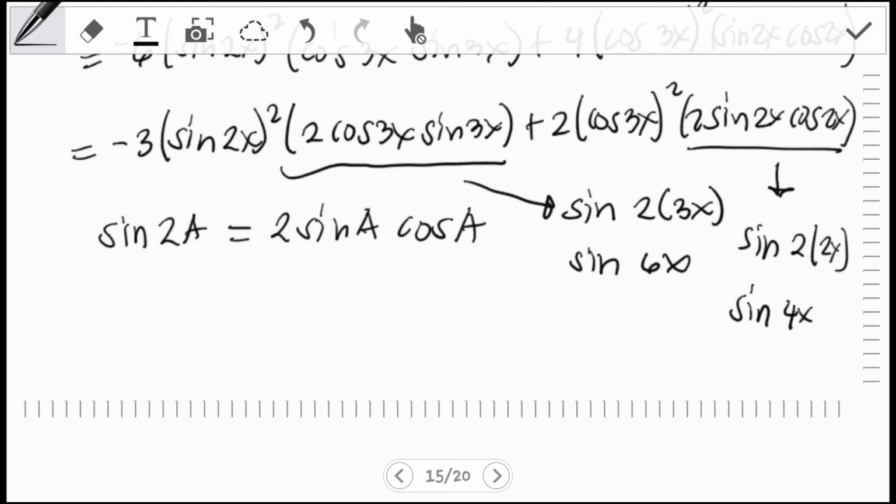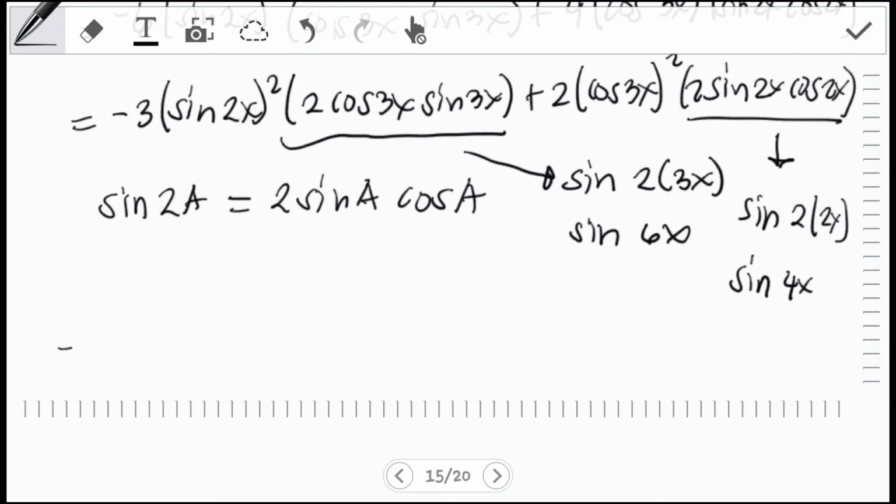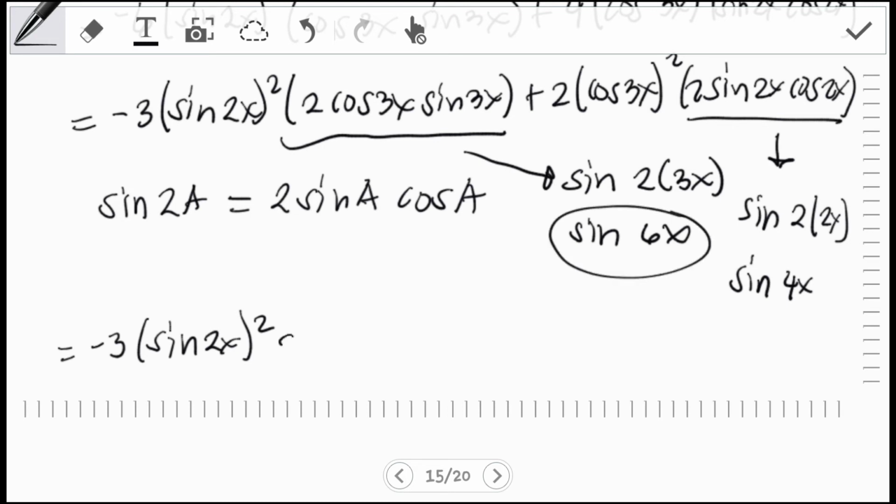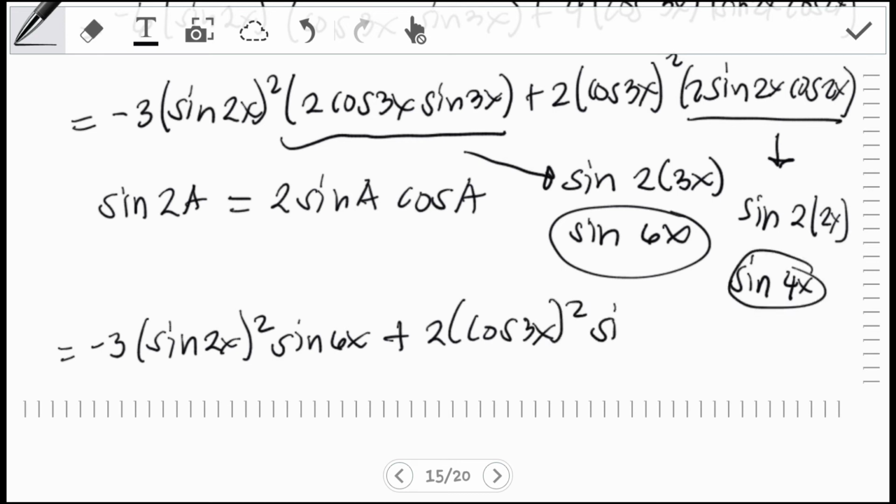Okay? So therefore, negative 3 quantity of sine 2x to the power 2, then write this sine 6x, okay, then plus 2 quantity of cosine 3x to the power 2, then write this sine 4x. Okay, so that is the final answer.